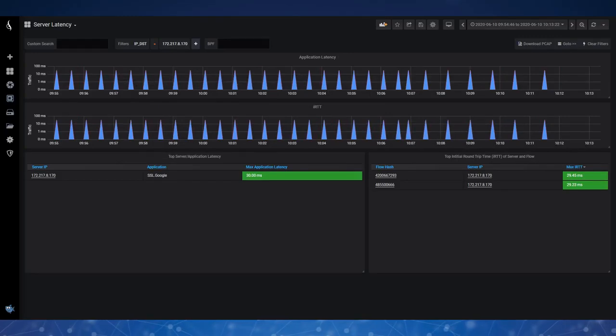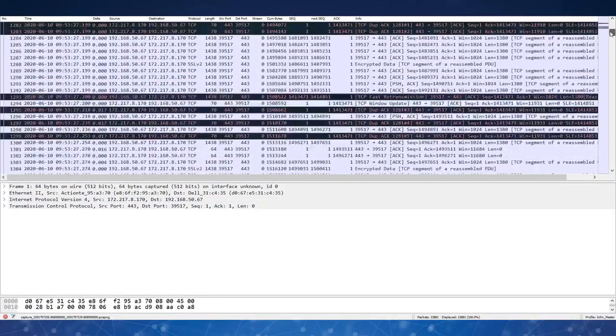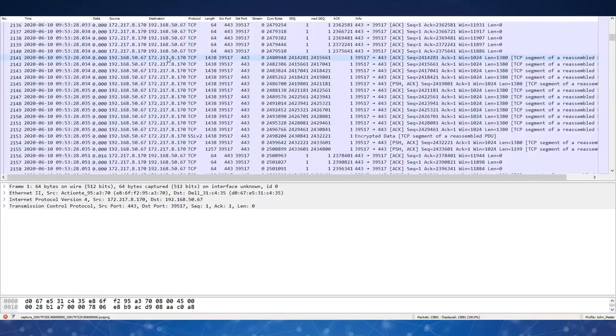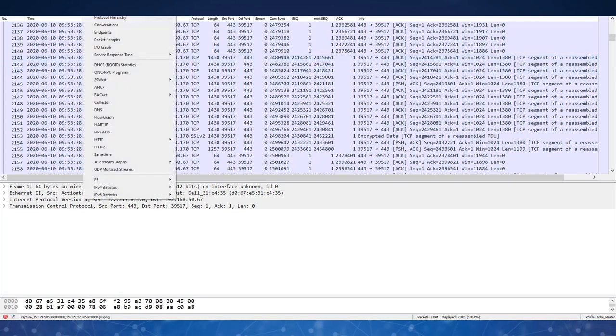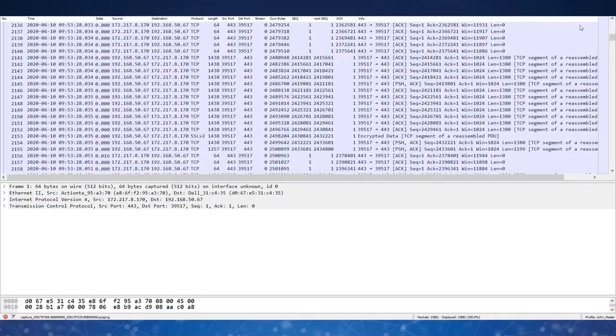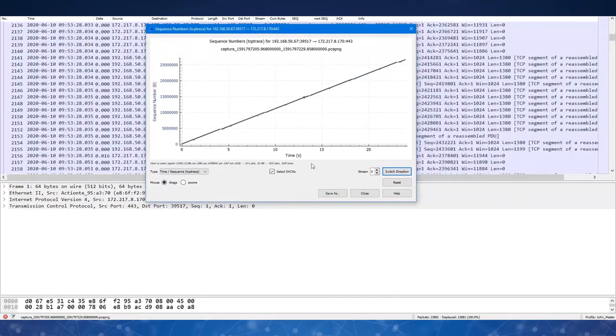So how can I verify this? I'm going to pull up Wireshark here, and I downloaded that capture file into Wireshark directly from the IOTA. And here I can see my 172.217.8.170 IP address talking to that device. And when I go up here to take a look at that stream, what I get is this graph here.